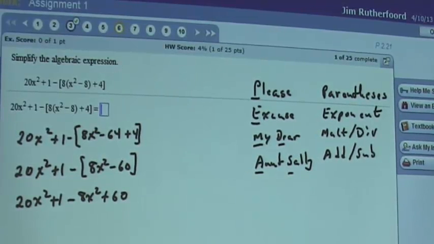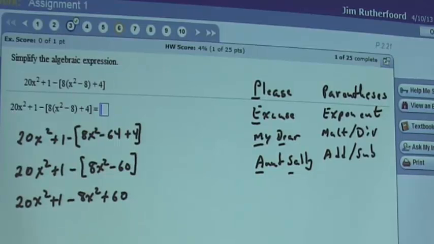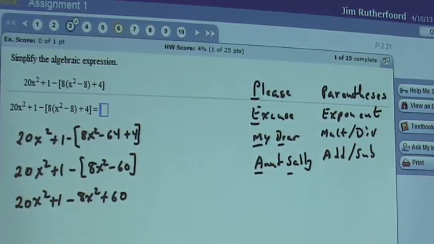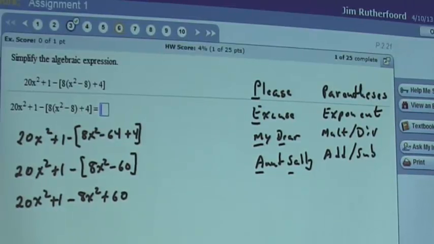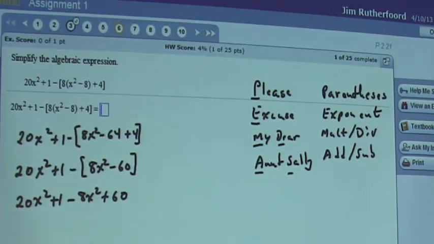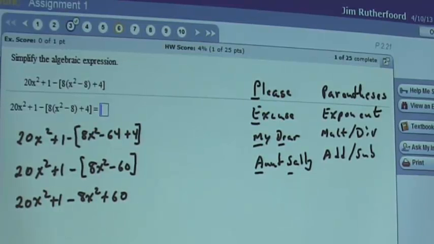Okay? Now, I can collect like terms again. And notice I have a 20x squared and a negative 8x squared. See how much better it is to assign that little hyphen, meaning negative sign, to the number that follows it. Rather than calling it subtraction, what this means is I have a positive 20x squared and I have a negative 8x squared. Well, if I put that together, I will end up with 12x squared.